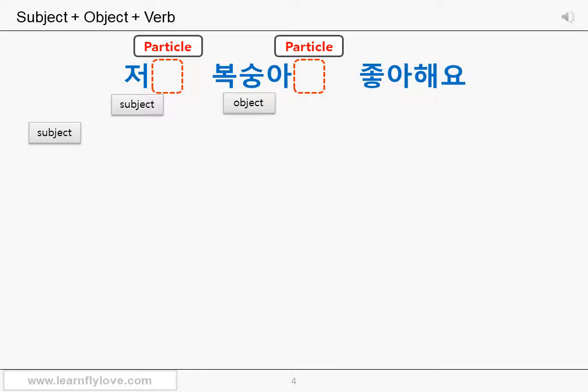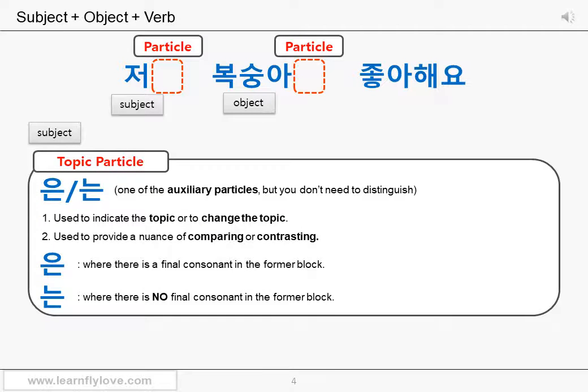First particle I want to introduce you is 는. It's either 은 or 는. It's not 은는 together, okay? 은 is used where there is a final consonant in the formal block. You learned the sound linking rule, right?